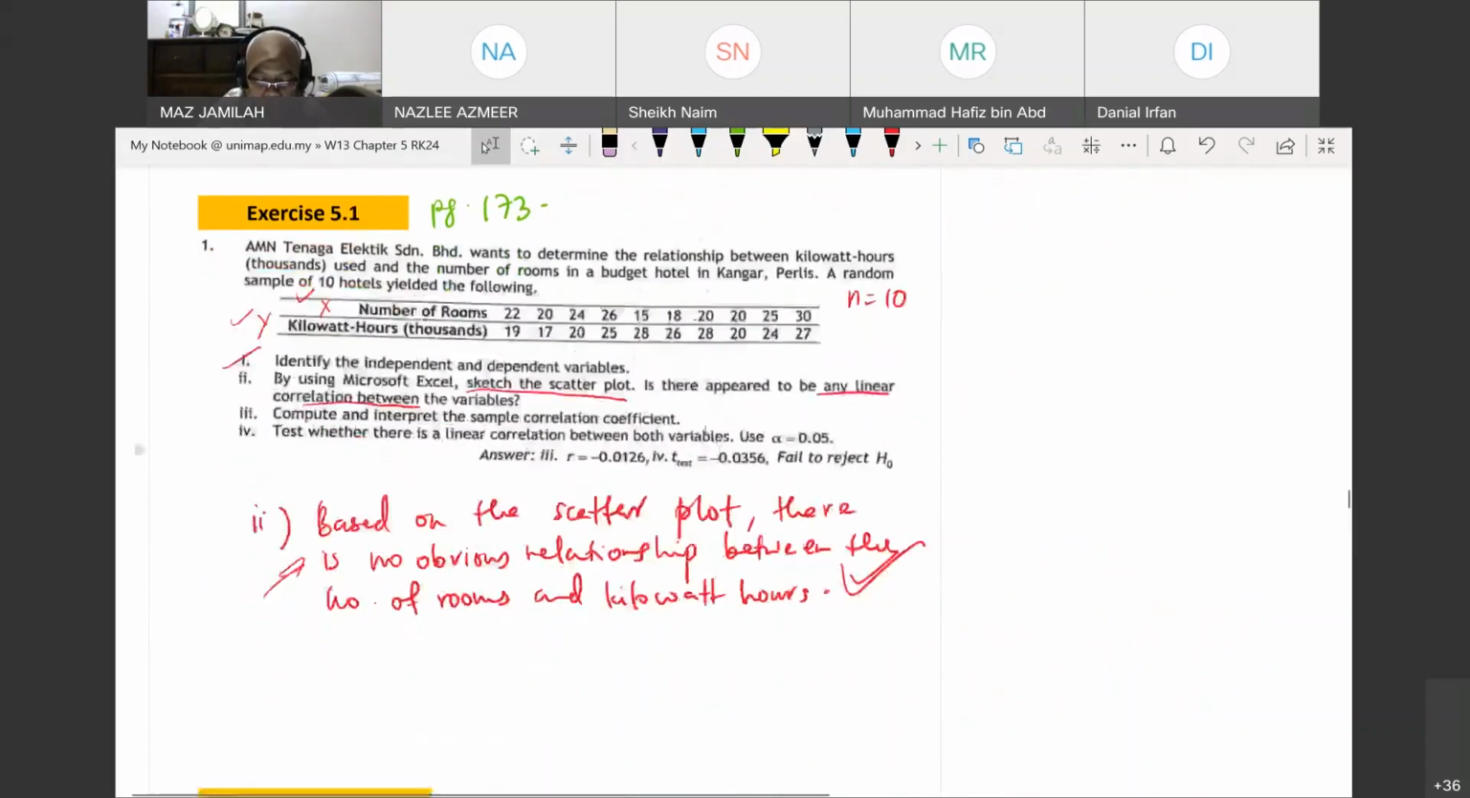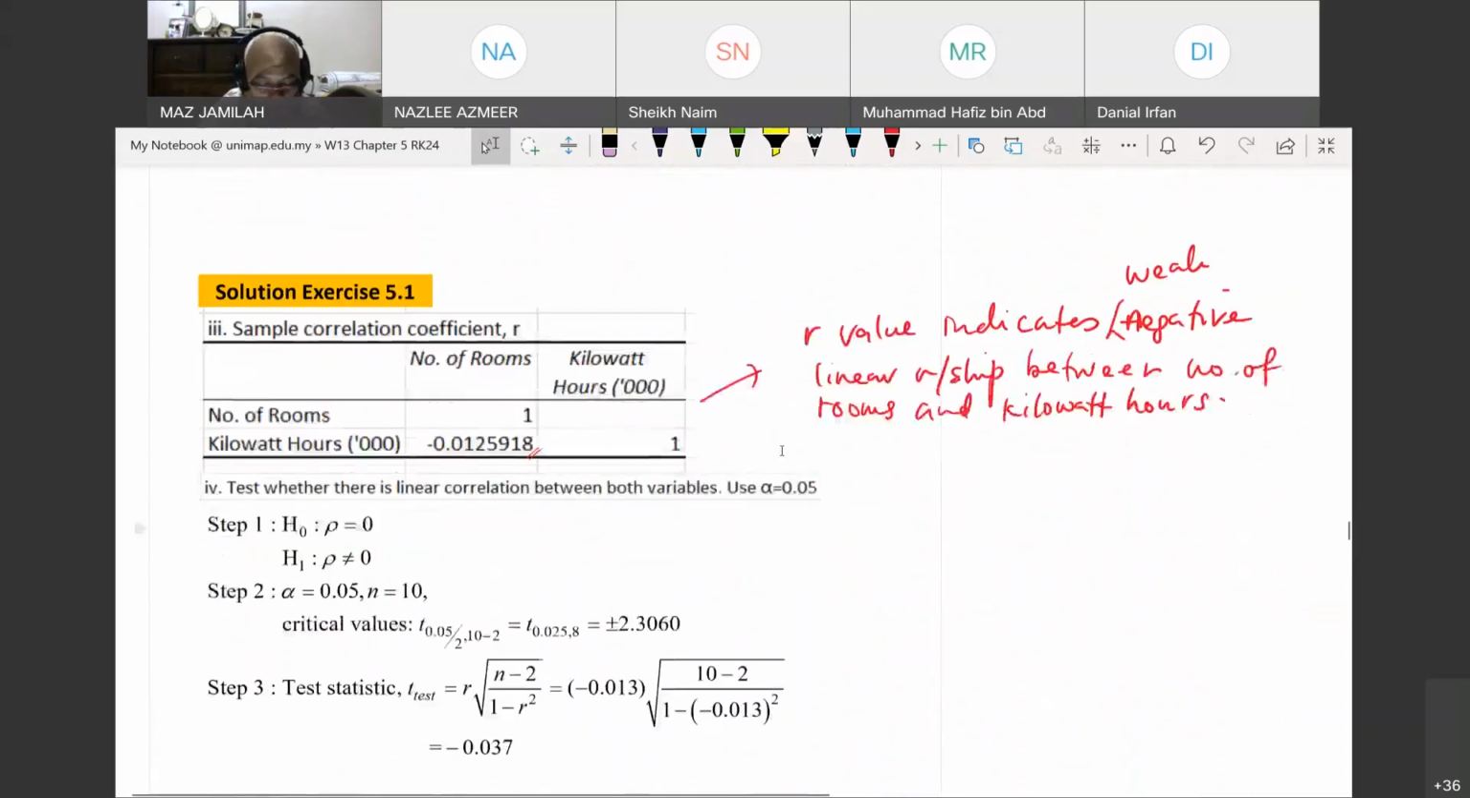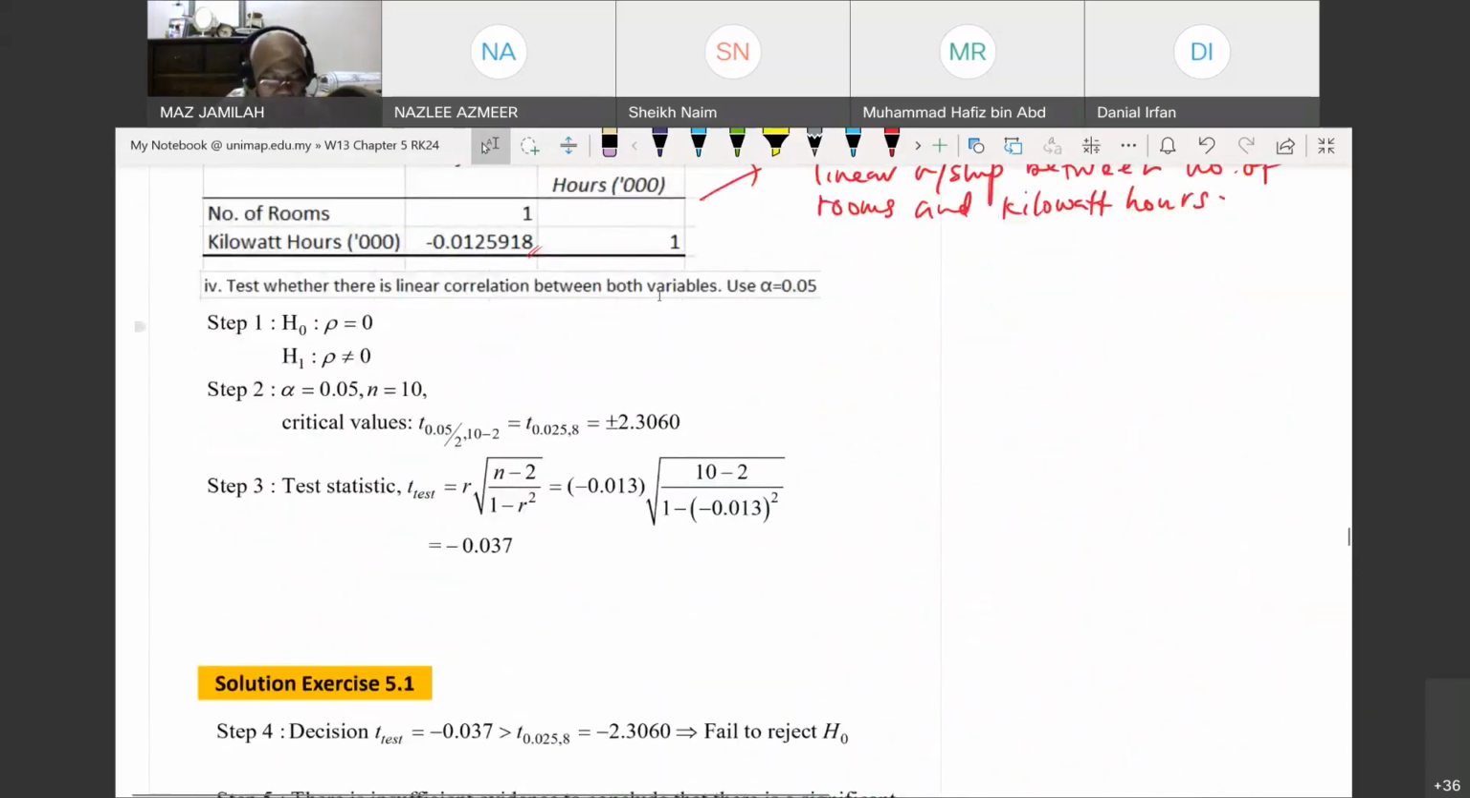alpha 0.05. Let's see how we can do that. Now, we know that our first step would be statement of our hypothesis. Okay, no correlation and exists correlation. And for alpha 0.05 and n equal to 10, our critical value would be t alpha over 2 and the next parameter is n minus 2. So you get 10 minus 2 will be 8. Alpha divided by 2 is 0.025.